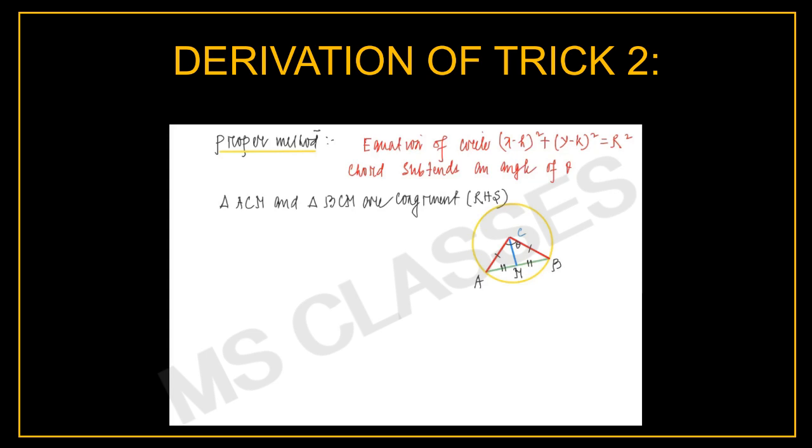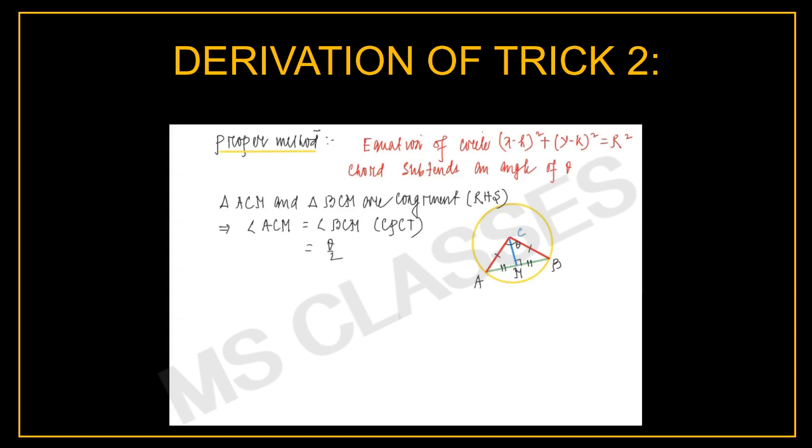Why? We have here 90 degree because we know when we join the center of the circle to the midpoint of any chord, then that angle should be equal to 90 degree. So in that respect, this will be RHS axiom. We can say these two are congruent. Why? 90 degree, common side, and we know it will bisect also, so this equal to this also. Now, this implies angle ACM equal to angle BCM, by CPCT, corresponding parts of congruent triangles. So this will be equal to theta by 2.